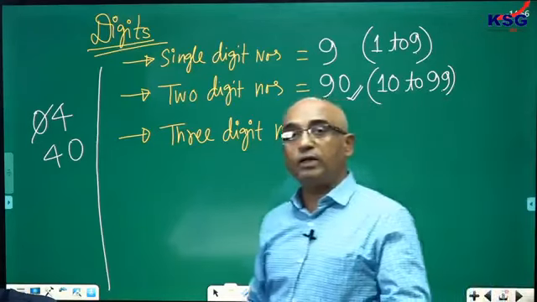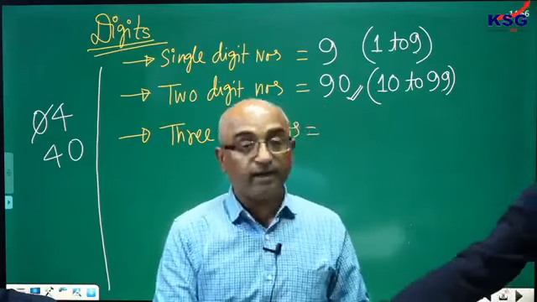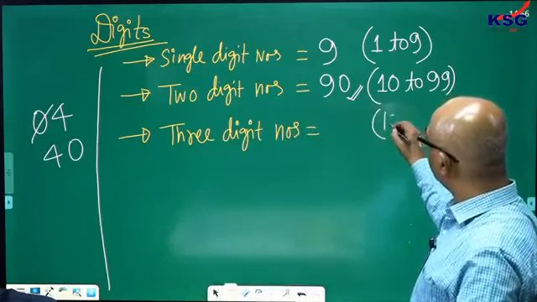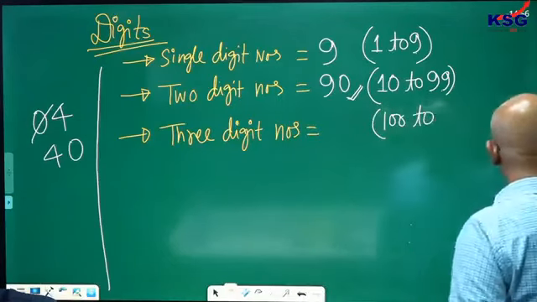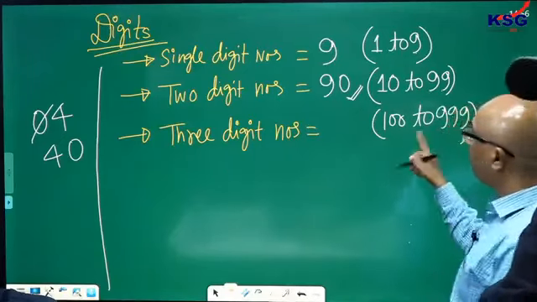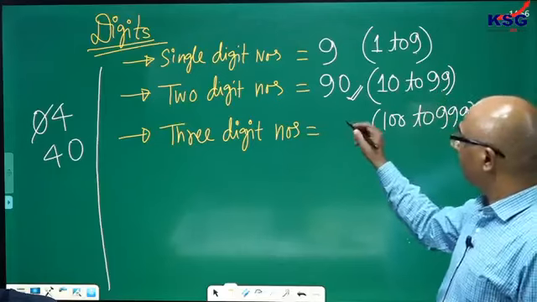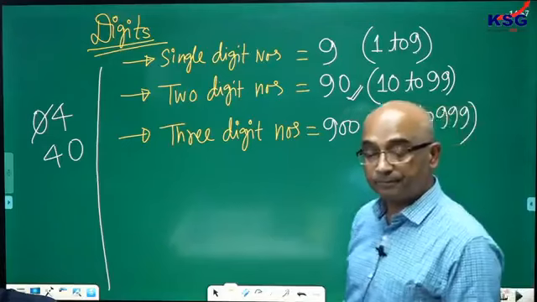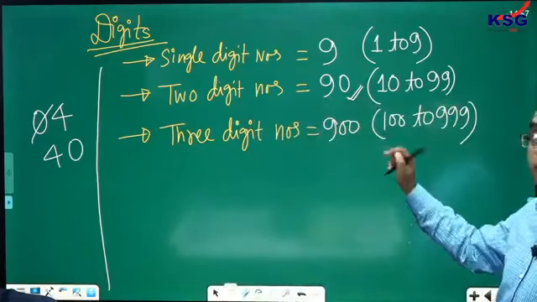In maths, a total of 10 digits are available, but only 9 digits are counted as single-digit numbers. See, the smallest 3-digit number is 100 and the largest 3-digit number is 999. So from 100 to 999, that is 999 minus 99, so there are a total of 900 3-digit numbers.